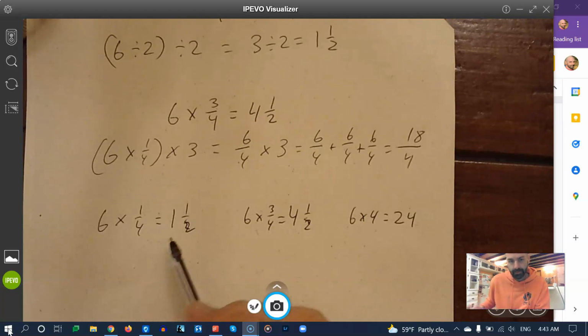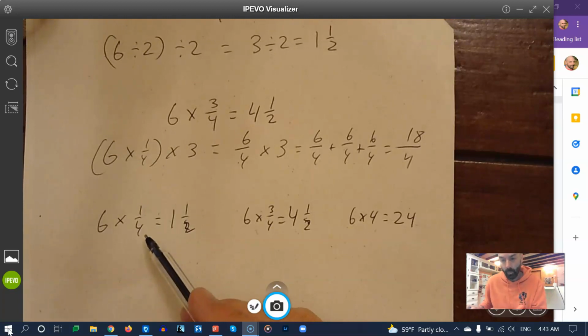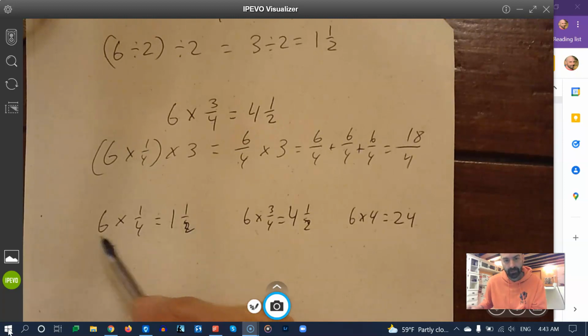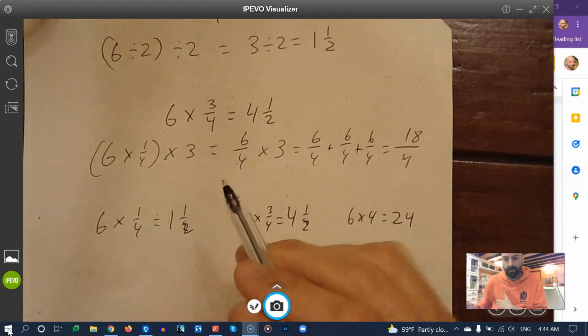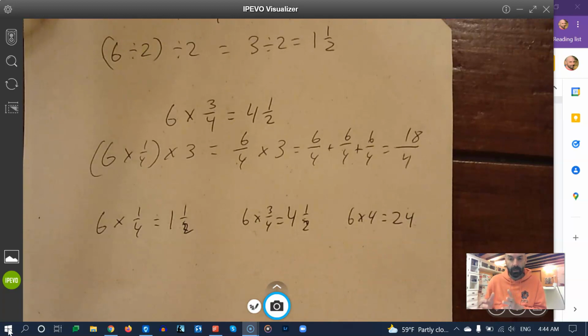what you should have noticed is that any time that we multiplied by a fraction, something less than 1, our answer was less than 6. 1.5 is less than 6. 4.5 is less than 6. But then when we multiplied by something greater than 1, our answer became more than 6. So 24 is more than 6. Right, so that's one of those patterns and understandings that you need to know, is that when we have fractions, even though we're multiplying, and you've probably been told anytime you multiply you get a bigger number than you started with, that our number is actually going to be less because we're looking at less of it.